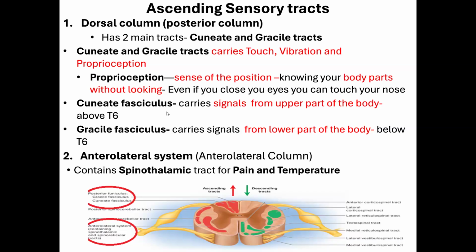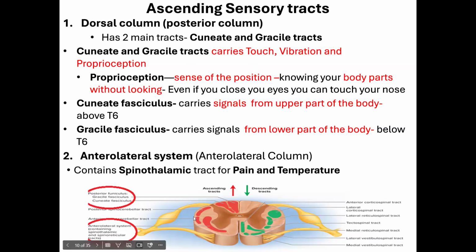So you have the cuneate tract, which carries signal from the upper part of the body, that is above a spinal level called T6. T6 means thoracic vertebrae 6. Anything above that is coming through the cuneate tract, and the gracile tract, or fasciculus gracilis, carries signal from below T6. So that is the dorsal column. Here, this column which we see is the dorsal column, two tracts there.